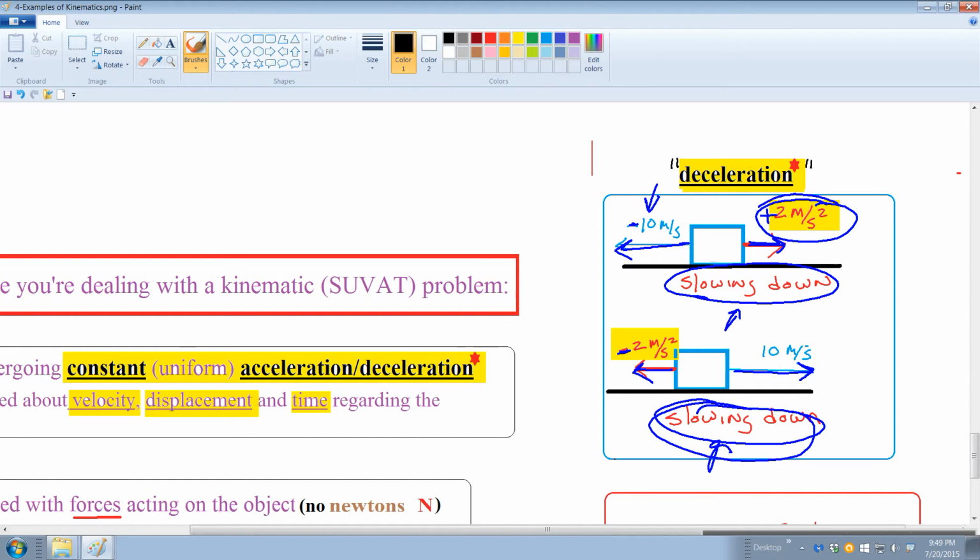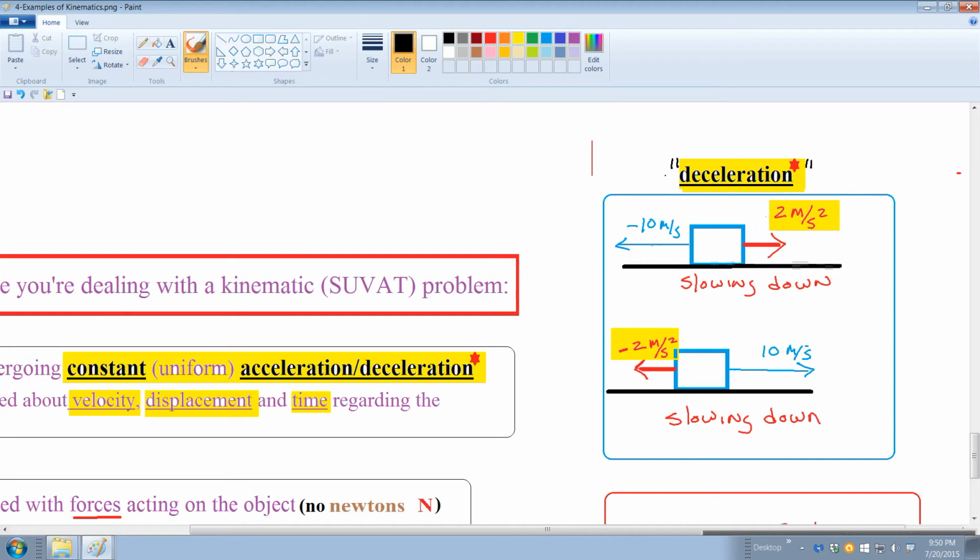So you can have a positive acceleration or a negative acceleration. It has nothing to do with whether an object is slowing down or not. What has to do with whether an object is slowing down or not is whether the acceleration vector is in the same direction or is in the opposite direction to the velocity vector.